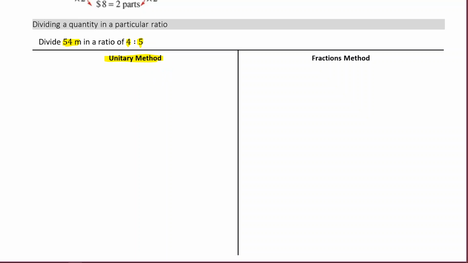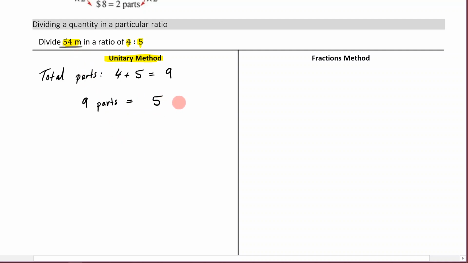So remember, the first thing that we do when we're using our unitary method is find the total amount of parts, so total parts. Well, if my ratio is 4 parts to 5 parts, what I'm going to do is go 4 plus 5, which is equal to 9. So that means 9 parts is my total, which is 54 meters.